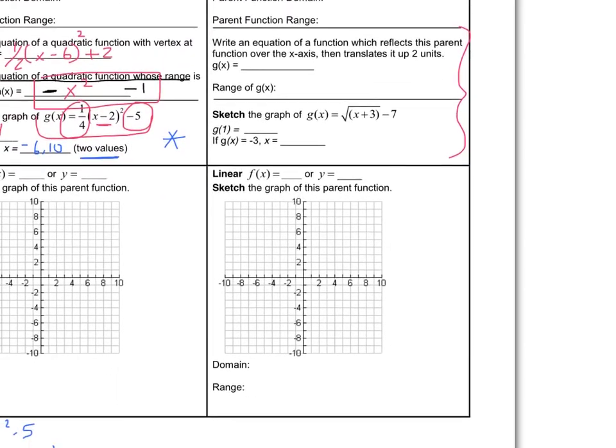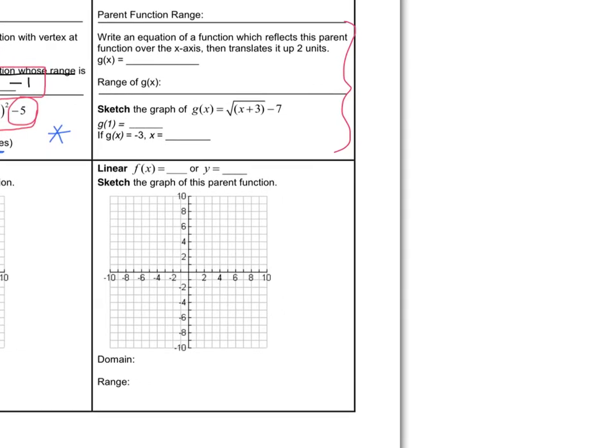Write an equation of a function which reflects this parent function over the x-axis. So if you want it to be reflected over the x-axis, then there should be a negative radical x. They said up 2 units, so nothing should be added on the inside, so you add a +2 outside. And the range of this one, to know the range, you can either sketch it or you can look at the vertex. It's 0, 2, and since it's reflected, it's going to be from negative infinity to the y of the vertex, so from negative infinity to 2.